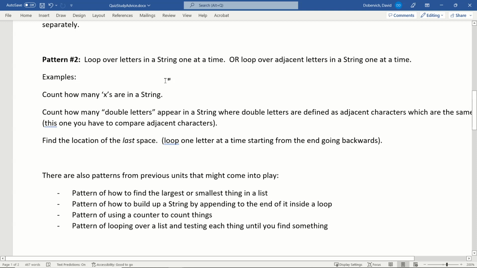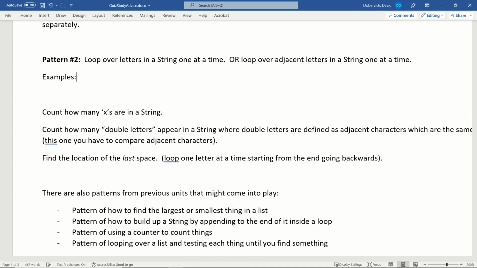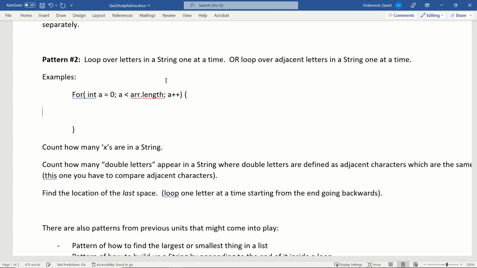The reason it's a variation is because in the for loop, you can't say, like, a equals 0, a less than array.length, a plus plus. If it's the array version, you can access an array element by saying array[i].